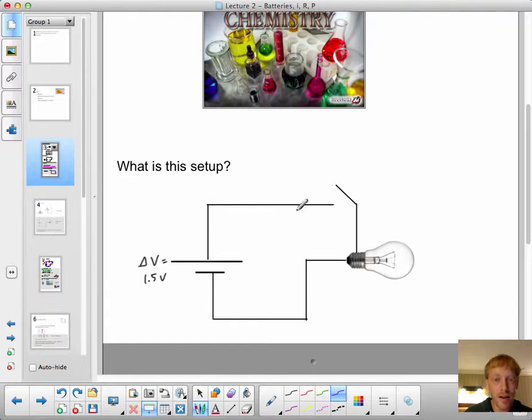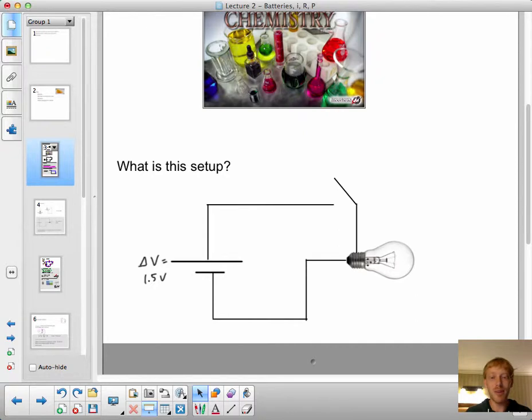This is a wire. This here is a switch. It can be opened or closed to allow current to flow or not flow. More on that later. This is a bulb. And then here is more wire.